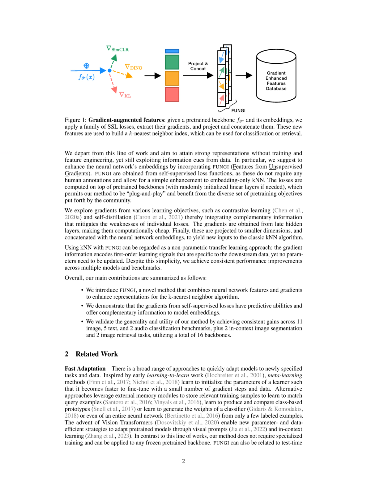By combining these gradients with embeddings, FUNGI can be seen as a non-parametric transfer learning approach, where the gradient information encodes first-order learning signals specific to the downstream data without needing to update any parameters. This approach offers consistent performance improvements across multiple models and benchmarks, demonstrating the predictive abilities and complementary information that the gradients from self-supervised losses can provide to model embeddings.